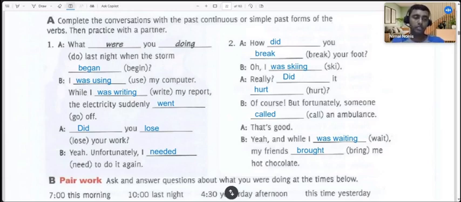Yes, Devmila, your answers are also correct. While I was waiting, my friends brought me hot chocolate. So this is how the past continuous tense and the simple past tense have to be used.